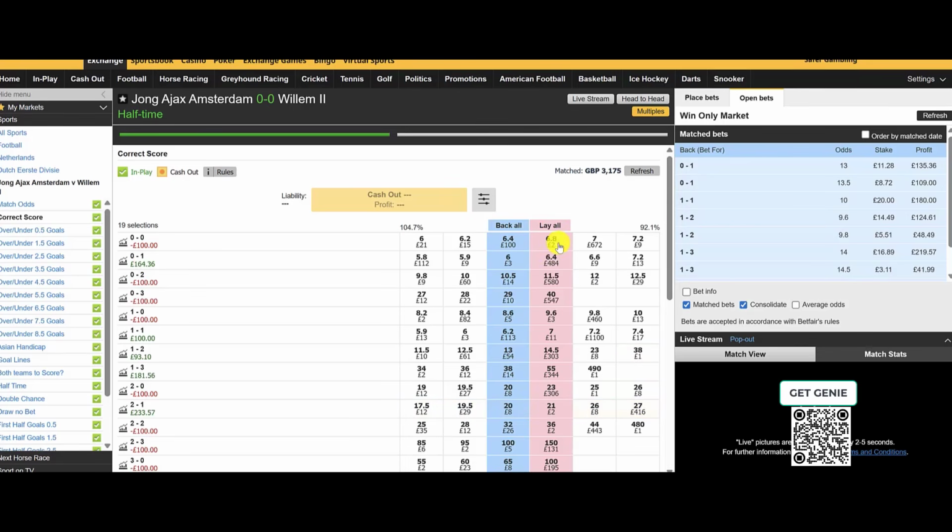If it does increase, then maybe we might go against the 0-0, go full liability. But as it stands, there isn't much to do. We'll let this ride. Obviously, if Willem can take the lead, then we're in business. If it's Ajax who takes the lead, then yeah, we've got some work to do. So anyway, let's see what happens.